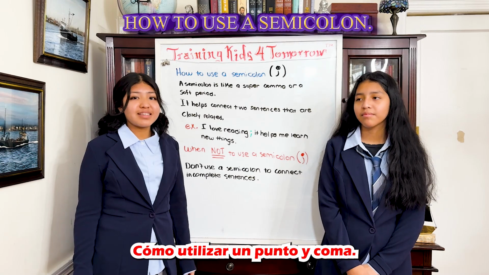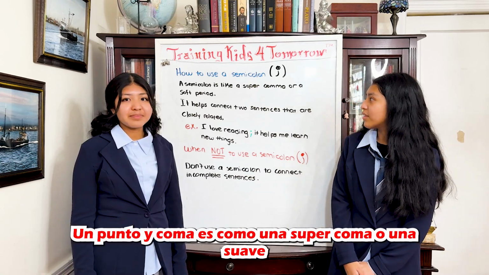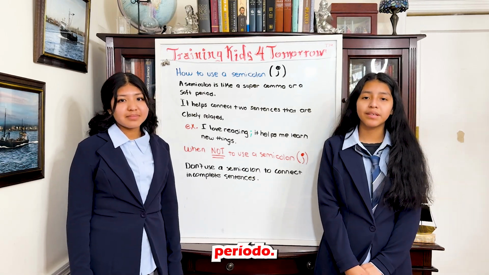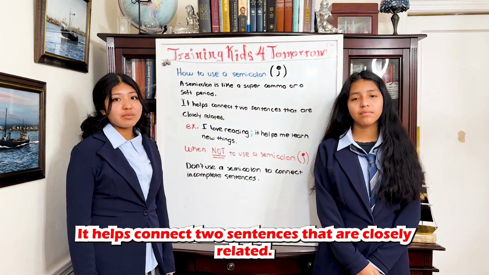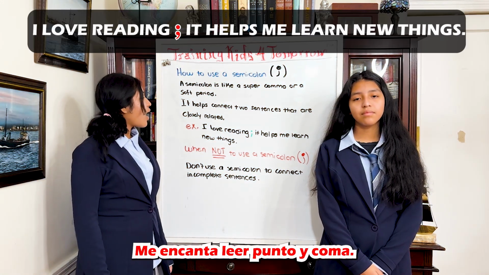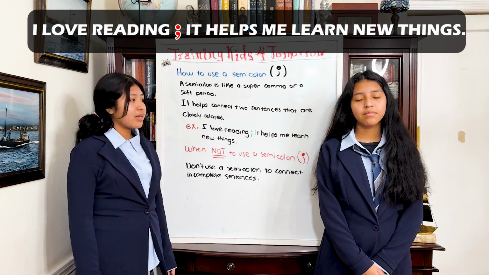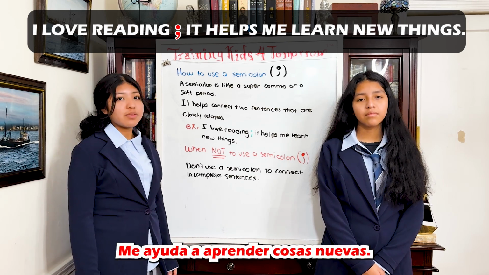How to use a semicolon. A semicolon is like a super comma or a soft period. It helps connect two sentences that are closely related. Example: I love reading; it helps me learn new things.